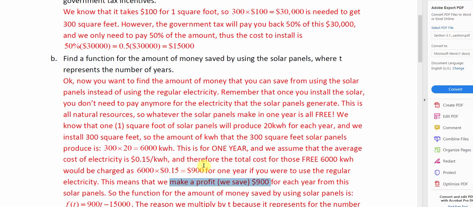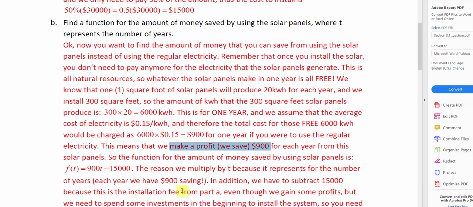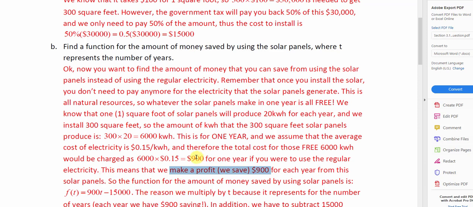Okay, so how do I write a function of money that I save by using the solar panel? Well, that is a function with this profit. So $900 is the amount of money for 1 year that I save for using the solar panel. So I multiply that by T, because T is the number of years that I count, right? And then make sure that you subtract the $15,000.